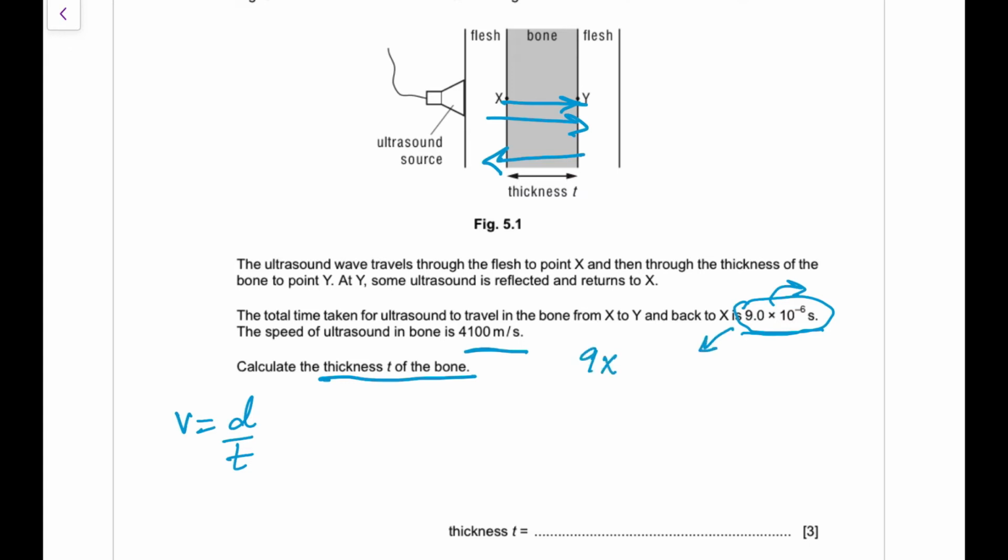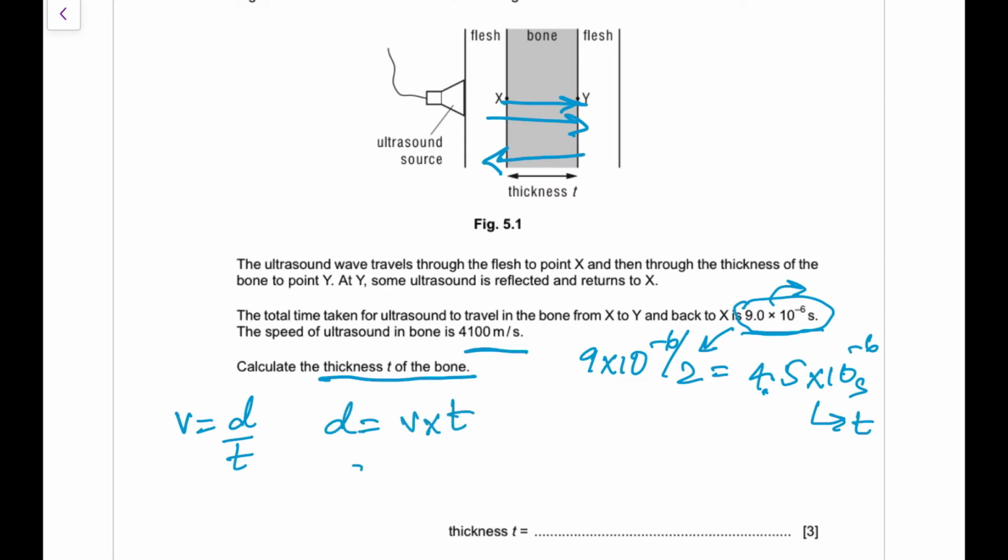So you divide 9 times 10 to the power of negative 6 by 2, which is equal to 4.5 times 10 to the power of negative 6. Alright, so here you have your time. Now distance is equal to speed multiplied by time, which is equal to 4100 multiplied by 4.5 times 10 to the power of negative 6, which is equal to 0.018 meters.